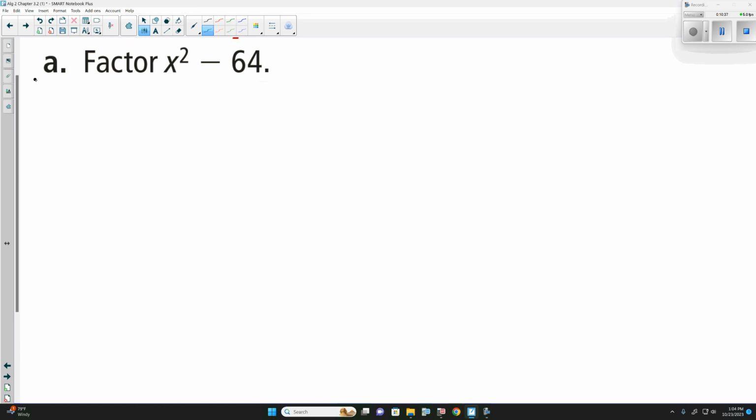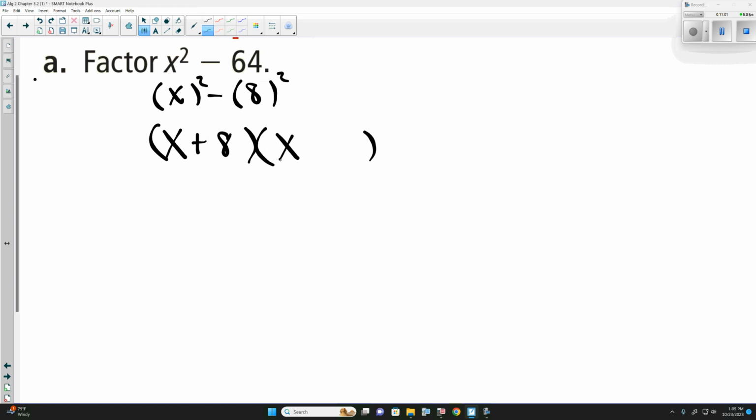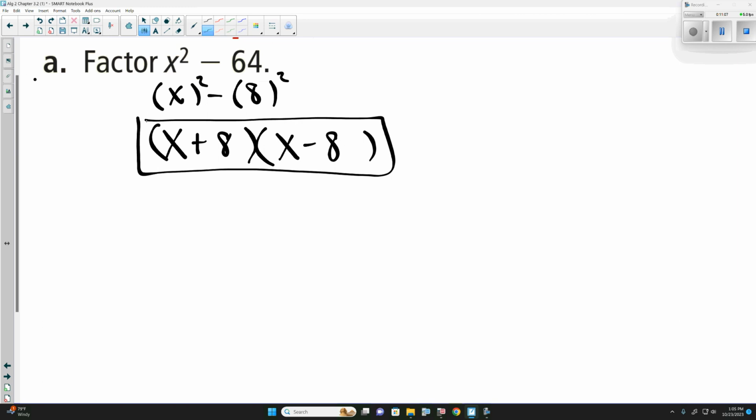X squared minus 64. So what times itself is x squared? What times itself is 64? So how would we write this out? Well, x times x plus 8 times x minus 8. Questions on this here? Are we ready for the next one?